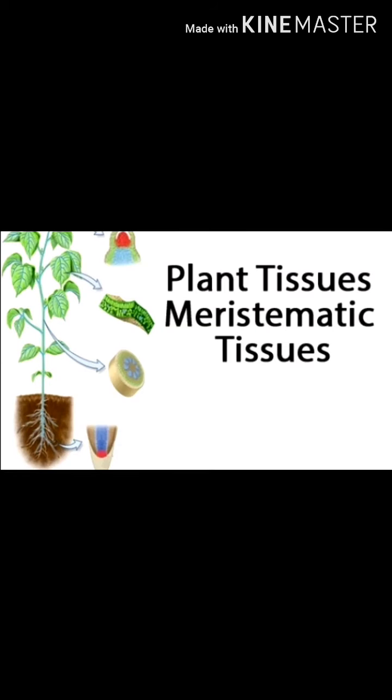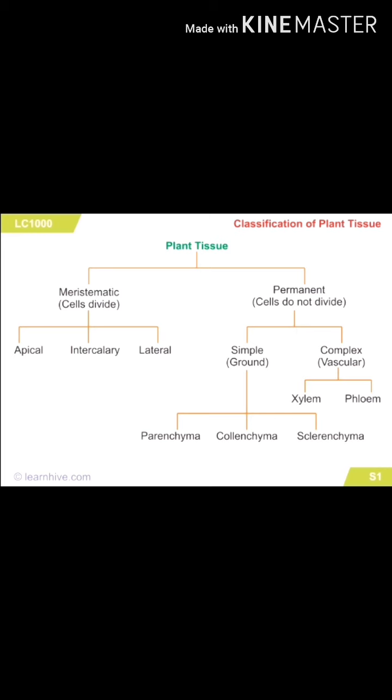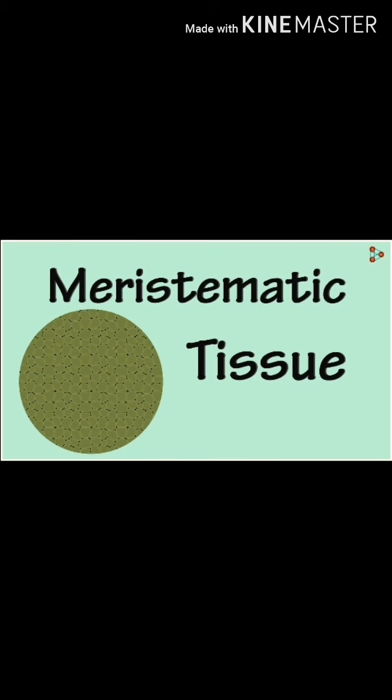Now we are studying plant tissues. And what is tissue? Tissue is a group of cells having a common origin and a common function. Plant tissues are of two types, meristematic tissue and permanent tissue. So let's study meristematic tissue.